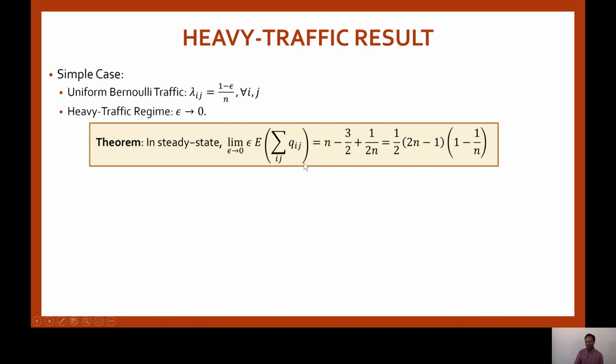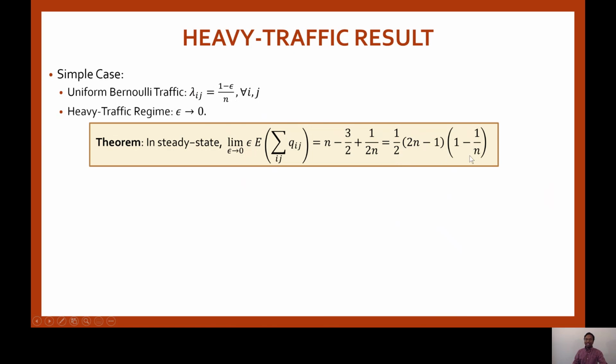is given by an exact expression, not just an order. It's exactly equal to n minus 3 over 2 plus 1 over 2n. This expression looks weird, and to interpret it, it's convenient to write it in this form: (2n minus 1) times half times (1 minus 1 over n). This 2n minus 1 corresponds to the dimension of state space collapse, because we are collapsing into a 2n minus 1 dimensional subspace. This 2 is the same 2 we had in the single server queue. Remember, the queue length of a single server queue converges to the sum of variances divided by 2. So this is the same 2.